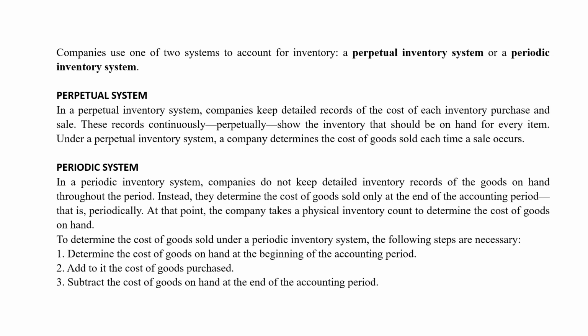To determine the cost of goods sold under a periodic inventory system, the following steps are necessary. The first one is to determine the cost of goods on hand at the beginning of the accounting period. The second one is to add to it the cost of goods purchased. The third one is to subtract the cost of goods on hand at the end of the accounting period.